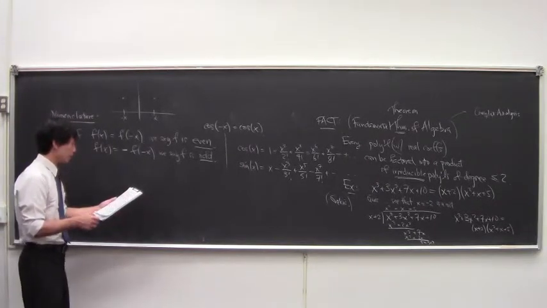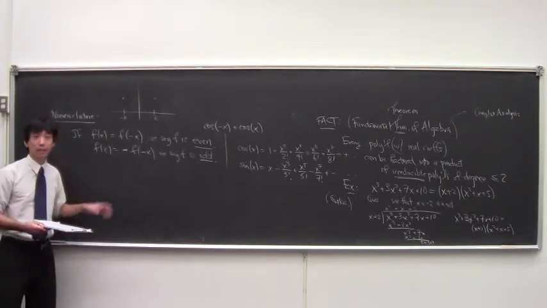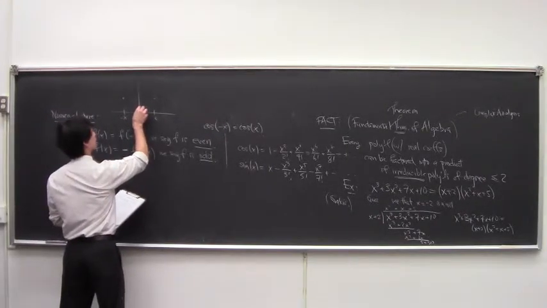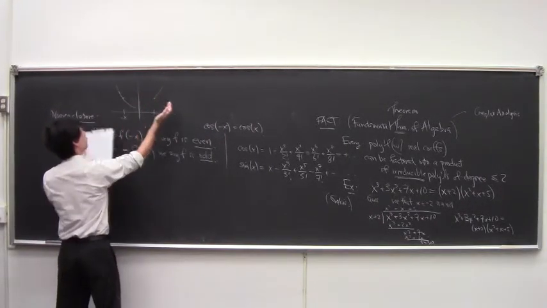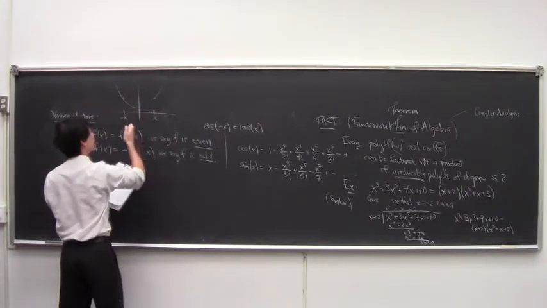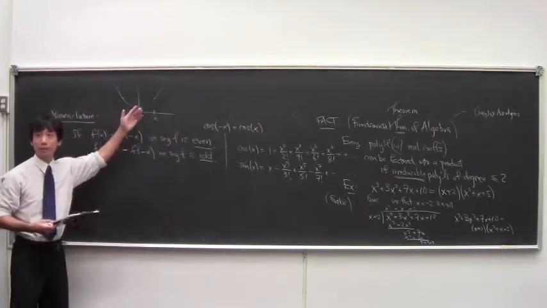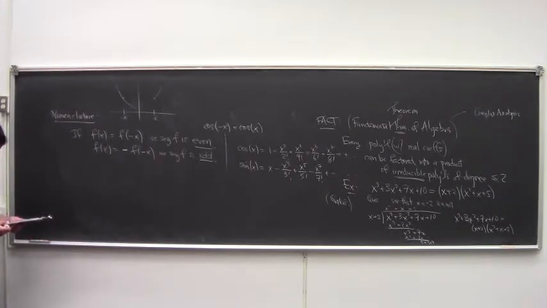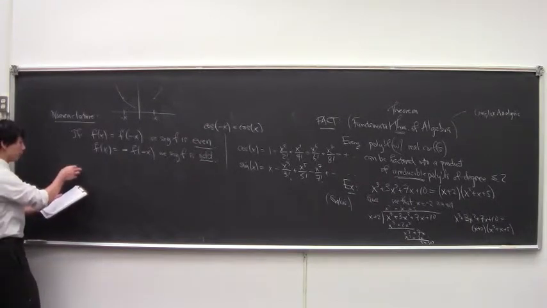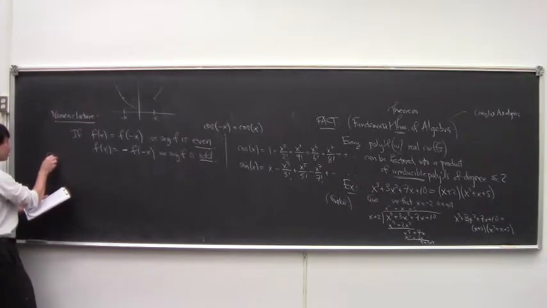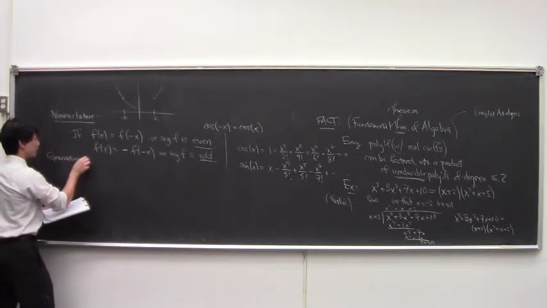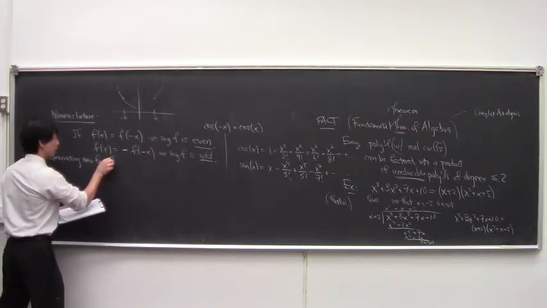Okay. So yeah, odd functions, even functions. You know what they look like. Even functions are symmetric about the y-axis, and odd functions are symmetric about the origin. Okay. So things you've seen before, some things that you've seen before. Generating new functions from old functions.